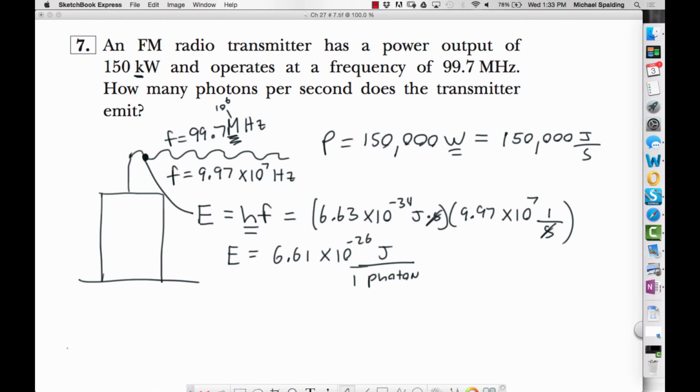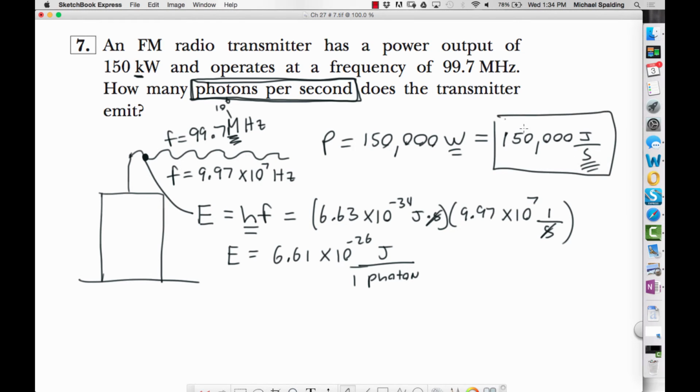So we're now ready to solve the problem. They want us to find photons per second. Do we have enough info to find photons per second? Yes, we do. We want seconds to stay in the denominator, so don't flip that. So we're going to go 150,000 joules per second, and we're going to set up a dimensional analysis conversion like this.